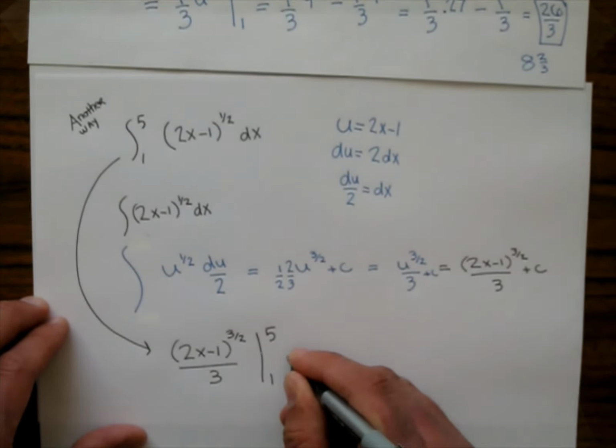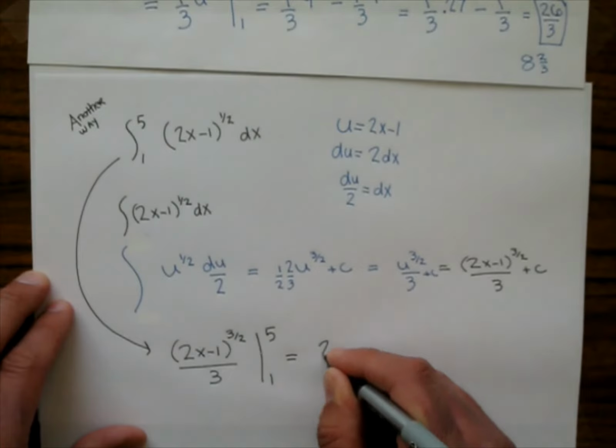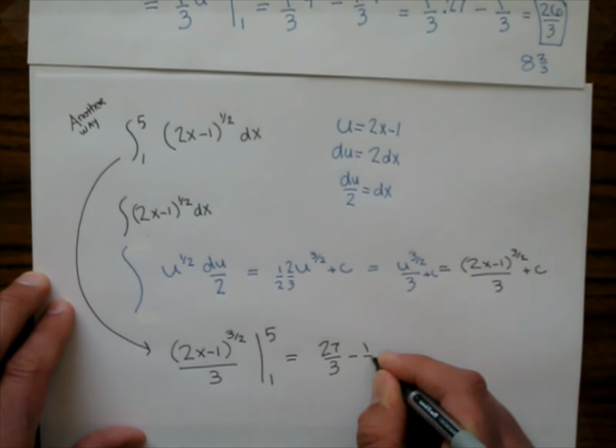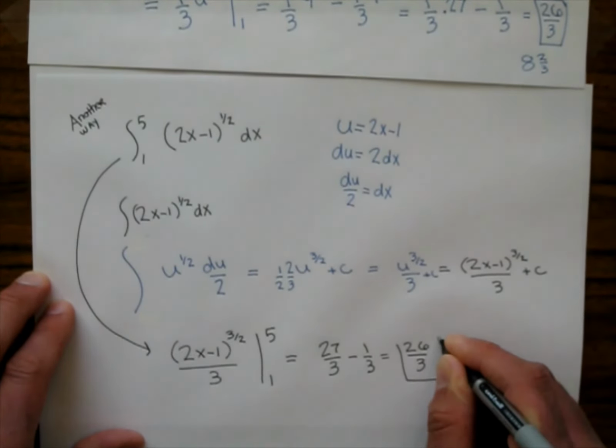Let's see if we get the same answer. I put 5 in for x, so I get 2 times 5, which is 10. 10 minus 1 is 9. 9 to the 3/2 power: the square root of 9 is 3, and 3 cubed is 27. So this is 27 over 3. You put 1 in there, you get 2 times 1 minus 1, which is 1. 1 to the 3/2 power is 1, so you get minus 1/3, which gives you 26 over 3, which is the same answer.